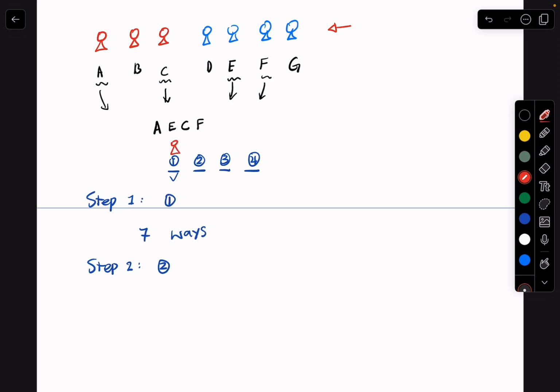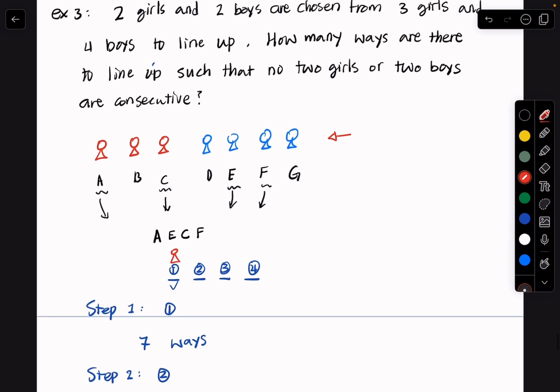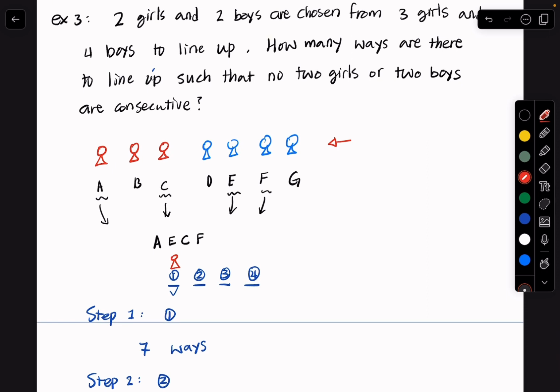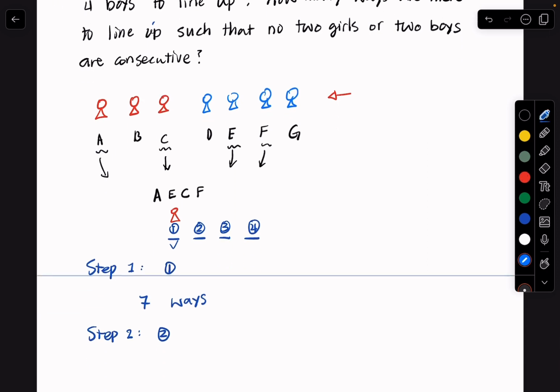Let's say I chose a girl in my first place. Remember the question states that 2 girls cannot be consecutive, so my second place has to be a boy, which I have 4 choices. But if I chose a boy in my first place, my second place has to be a girl. I have 3 girls here, so I have 3 choices. So the issue here is that to complete my step 2, I have 2 different numbers of ways. That's the same problem we faced originally in question 2.